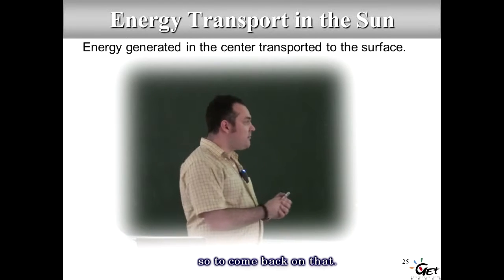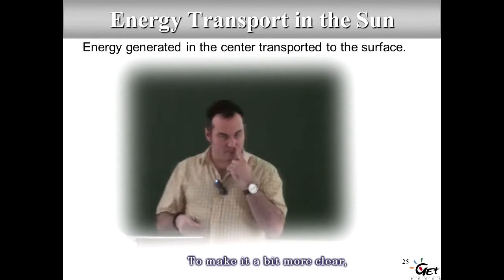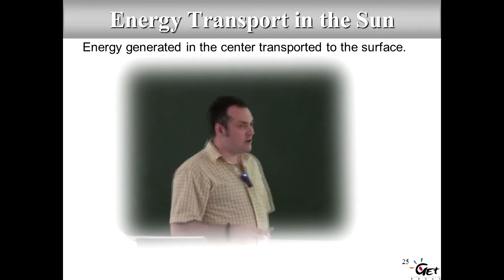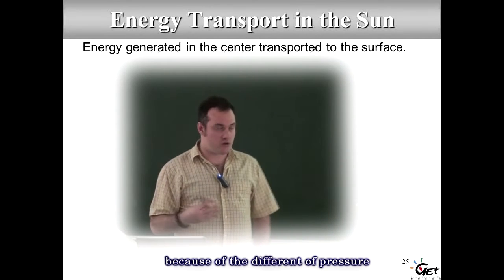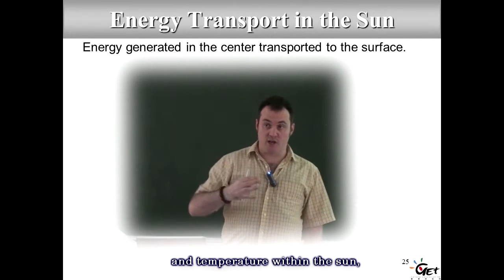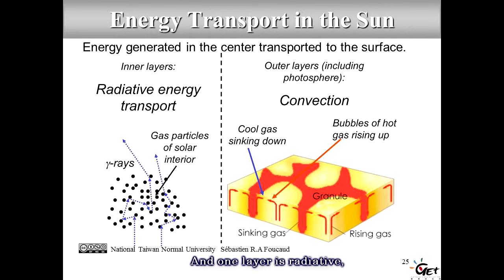To make it a bit clearer, because of the difference of pressure and temperature within the sun, you have different layers. One layer is radiative, which means the light goes through this layer radiatively, and the upper layer is convective. The difference is mainly due to the fact that convection is more efficient for small gradients of temperature, while radiation is the most efficient for big temperature differences.